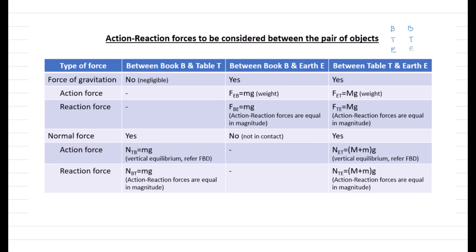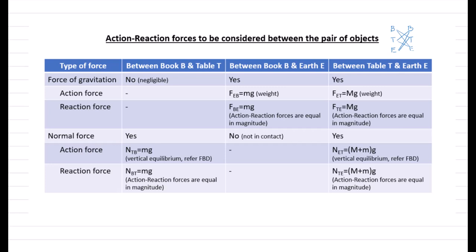Coming to the pairs, how many pairs do we have? From the book perspective, it will be book and table, and one pair between book and earth, the second pair. Forces always exist between a pair of objects, so that's why I'm trying to identify how many pairs there are in the picture. From the table perspective, it will be between table and book, and between table and earth. And from the earth perspective, it will be between earth and book, and also between earth and table.